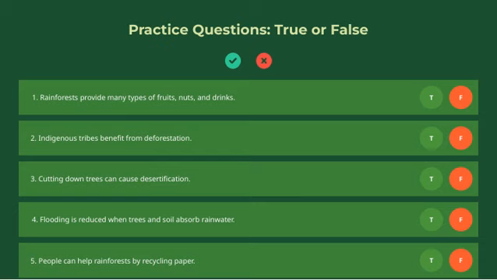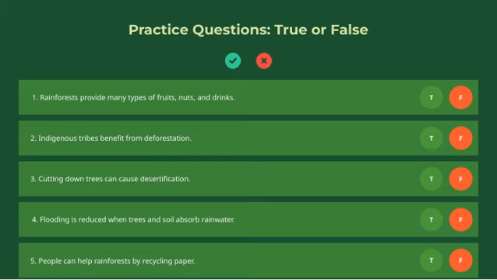Next, do indigenous tribes benefit from deforestation? The answer is false. Deforestation often harms indigenous communities because it destroys their homes and sources of food and medicine. Then, consider whether cutting down trees can cause desertification. That's true. When trees are removed, the land can lose its ability to retain moisture, leading to desert-like conditions over time.